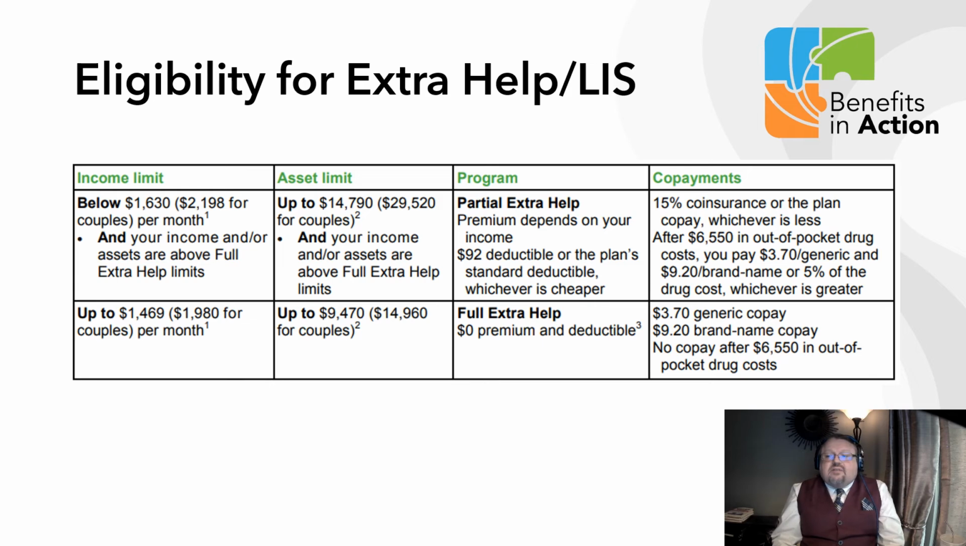and at the catastrophic phase lowers drug prices down to much lower copayment amounts, or 5% of the drug cost, whichever is greater. However, if your income is much lower than that, all the way down to $1,469 and assets less than $9,470, you are then eligible for full Extra Help, which has then coverage of the entire premiums, the entire deductible, and very, very nominal copayments throughout the year.